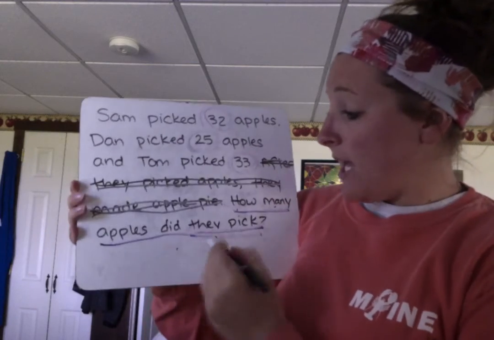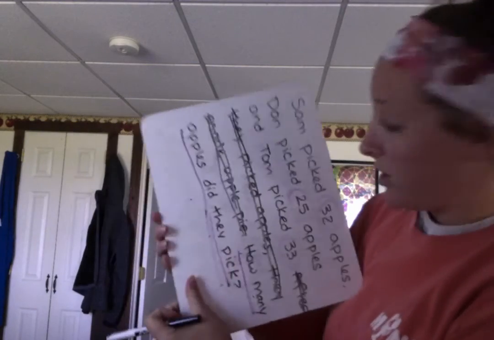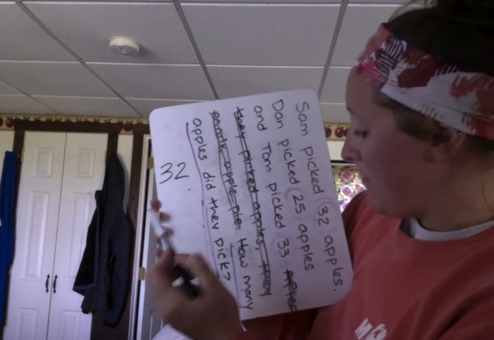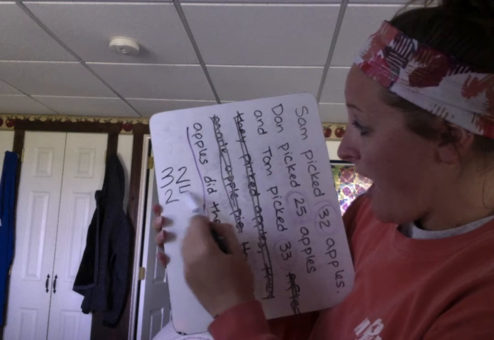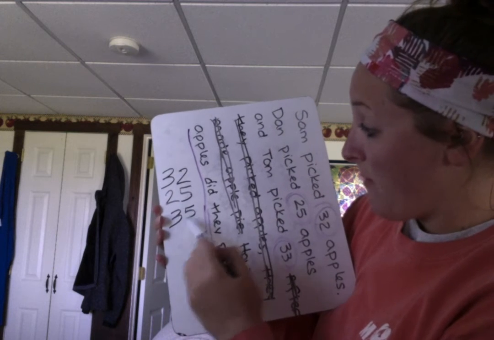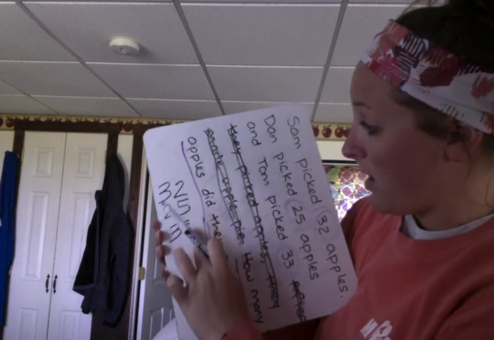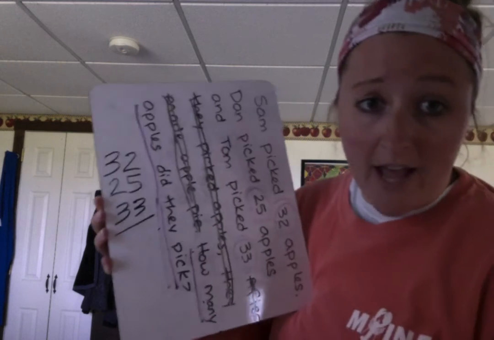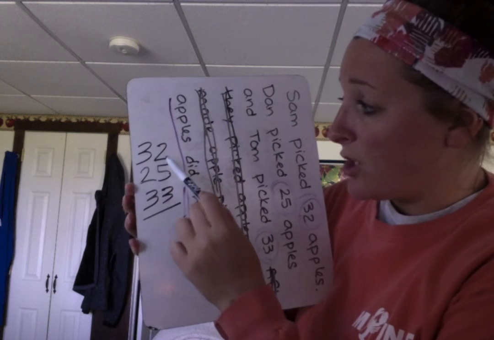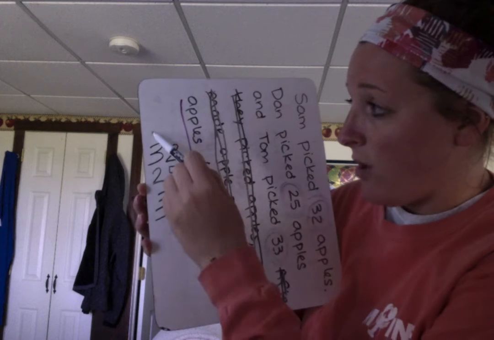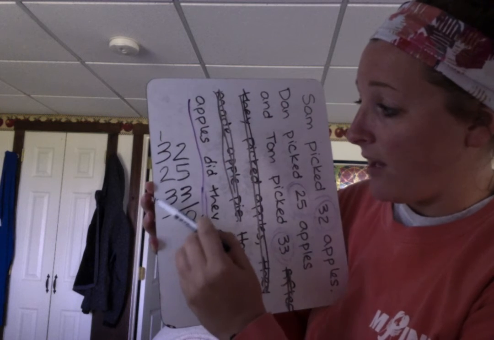So we want to take, I'm going to turn my board this way just for the heck of it, 32 apples that Sam picked, 25 that Dan picked, and 35 that Tom picked, or 33, sorry. And we want to add them together to find the sum. So we know that 2 plus 5 is 7, and 7 plus 3 is 10. So 0, 1 goes up top because we're adding.